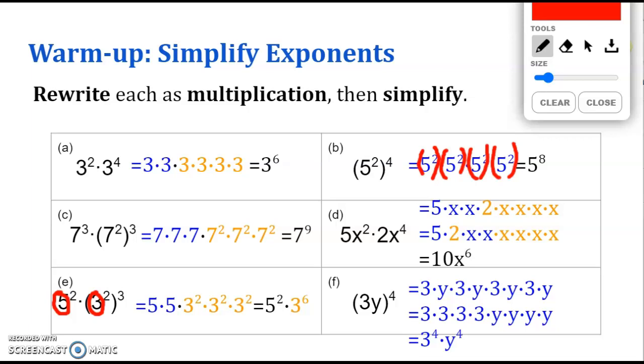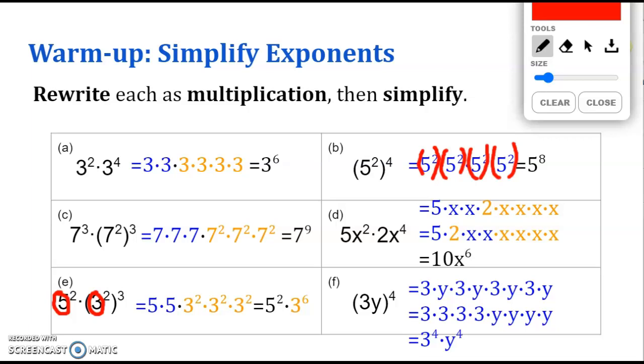Okay, 3 squared is 3 times 3, and 5 squared is 5 times 5. You cannot combine those because they're not the same base. So we need to keep them separate. So 5 times 5 just simplifies to 5 squared.